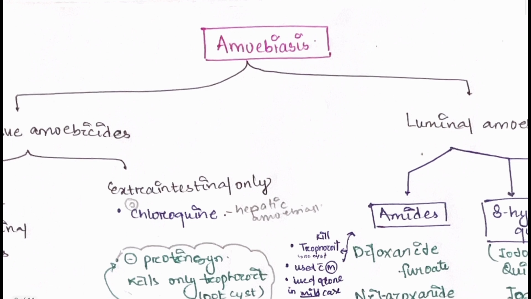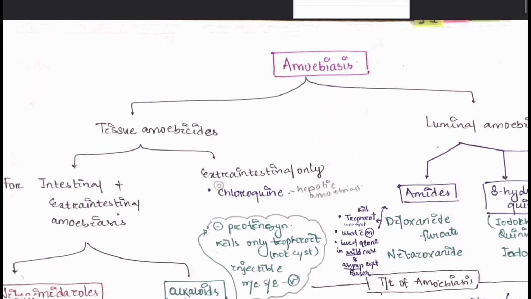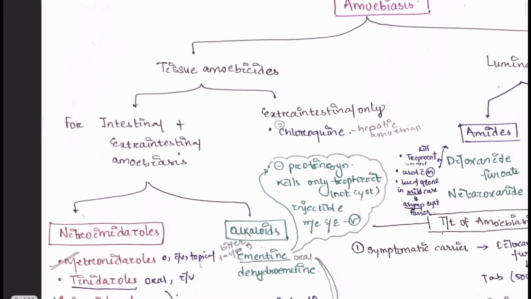So what are the drugs used for this, the anti-amoebic drugs? We have two types of amoebiasis: one is tissue amoebicides and the other is luminal amoebicides. First we will go through the tissue one. We have two types: one is intestinal plus extraintestinal amoebiasis, and the other is only extraintestinal amoebiasis. Only extraintestinal means it occurs in the hepatic region, meaning the liver. Chloroquine is used in hepatic amoebiasis.